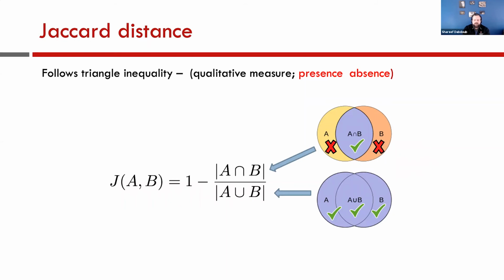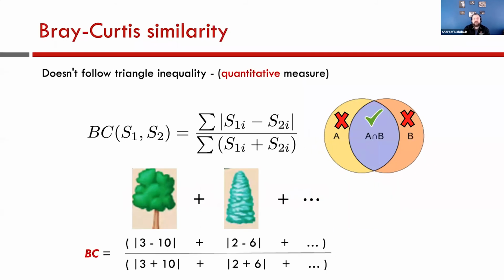Jaccard is a measure of shared species, but only at a qualitative level. It only measures presence-absence. Bray-Curtis is a similar idea, where it looks at shared species, but it is a quantitative measure. So instead of just looking at presence-absence, it is actually looking at the number of shared species in addition to the fact that they're shared.